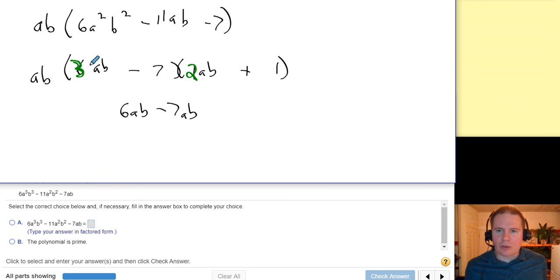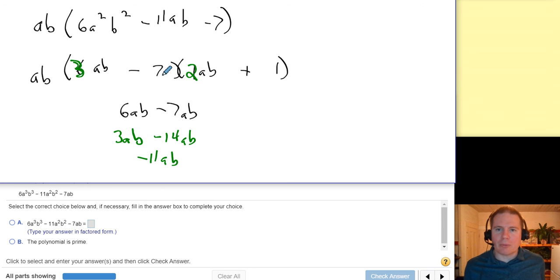Now let's double check. 3ab times 2ab, that's 6a squared b squared. Good. 7 times 1 is 7. Good. Outer: 3 times 1 is 3ab. 7 times 2 is 14ab. 14 is bigger than 3, so 14 minus 3 is 11. Ding, ding, ding. That's right here.